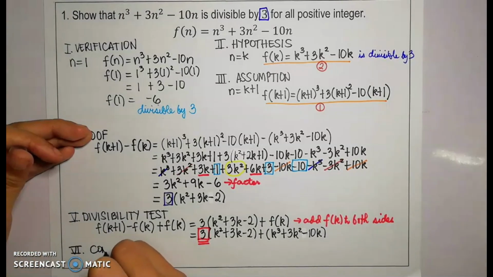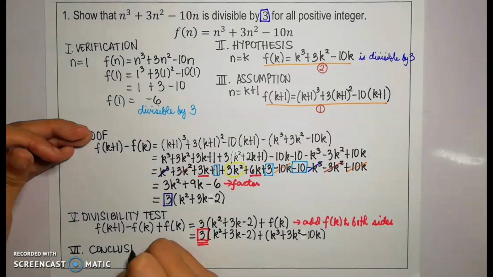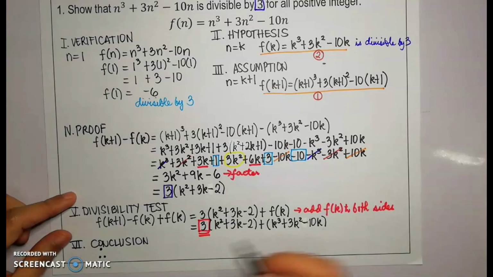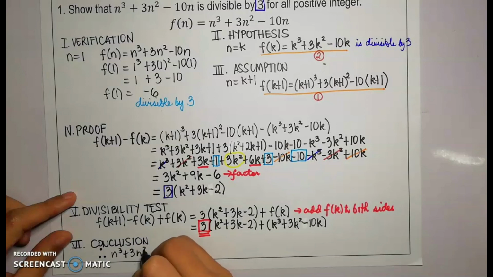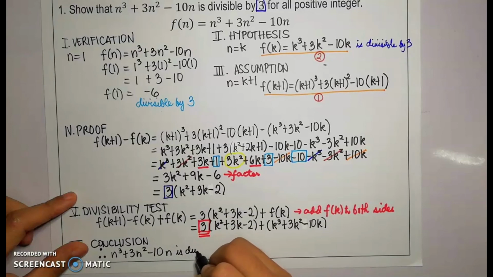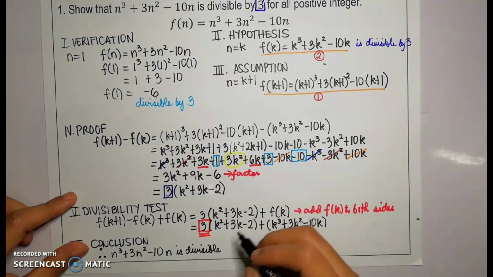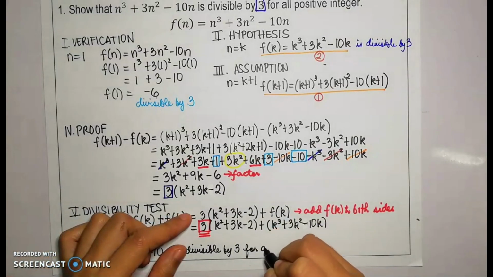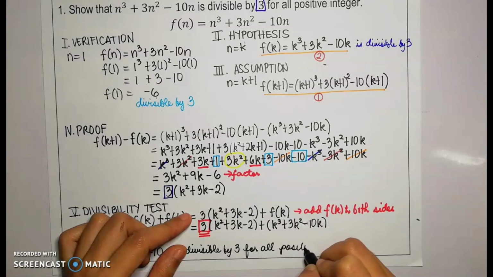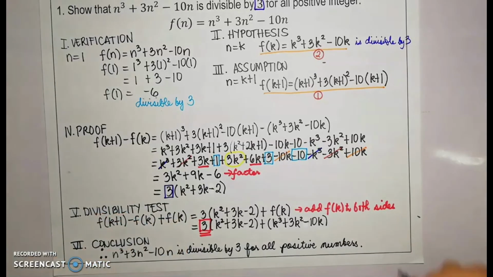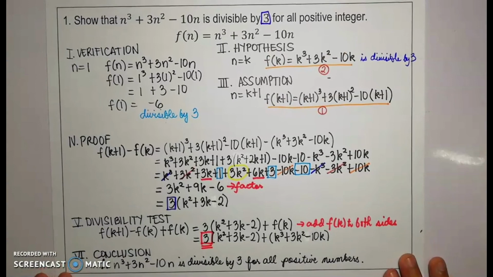For our sixth step, we need to conclude that n cubed plus 3n squared minus 10n is divisible by 3 for all positive integers, or all positive numbers. So that's it for the first example.